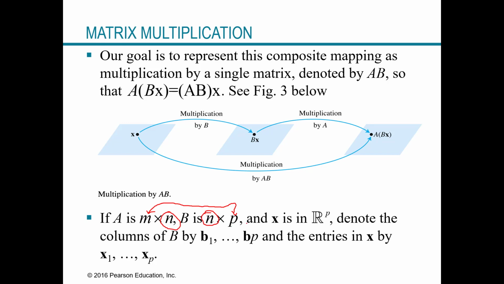And then remember, X exists in Rp because it's letting us know that there's P entries in the vector X, and that matches the columns right here of B. Okay, so with that in mind, denote the columns of B just by your vectors B1, B2, and so on, all the way to BP, and then the entries of X, X1, X2, all the way to XP.